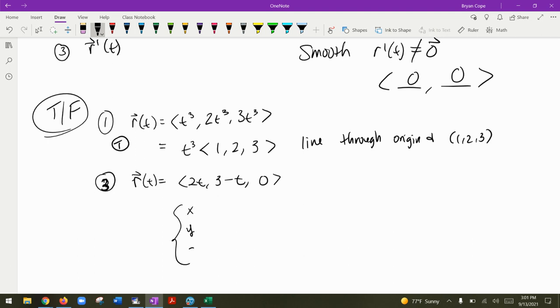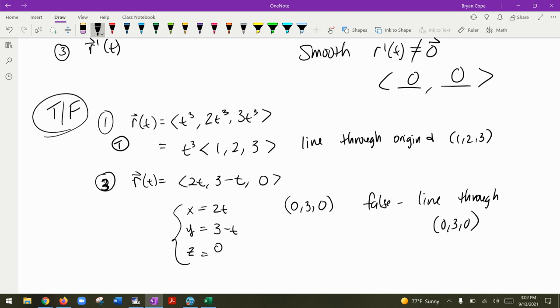False? Let's write it parametrically. I think you're right. X equals 2t, y equals 3 minus t, z equals 0. So it contains the point 0, 3, 0, and there is no way to make all three coordinates 0 when t is a constant. So you're right. False. This is not through the origin. It's a line through the point 0, 3, 0. Good? Okay.